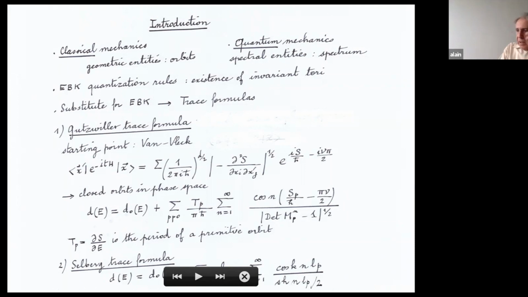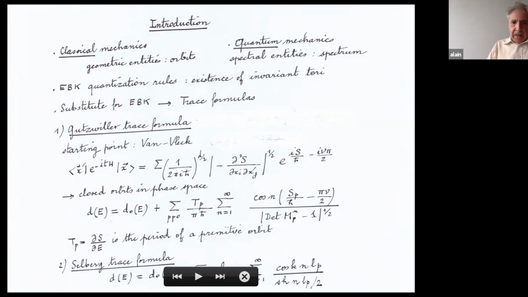These trace formulas were introduced in the physics literature by Gutzwiller in the 80s. And of course, the starting point is much older. The starting point is the Van Vleck formula, which gives the time-dependent propagator as a sum over paths which join x and x prime in time t. So this propagator is given as a sum over all paths with their action, which appears here, and the second derivative determinant of the action, which gives the prefactor. There is an index nu, which is called the Maslov index. Okay, this is very good, but this is not really what we need for chaotic systems.